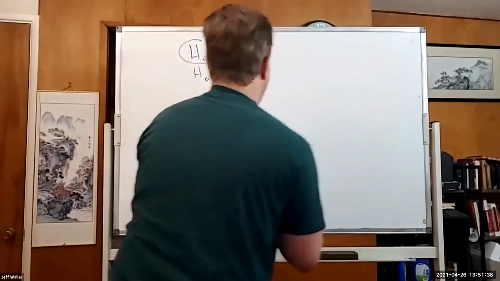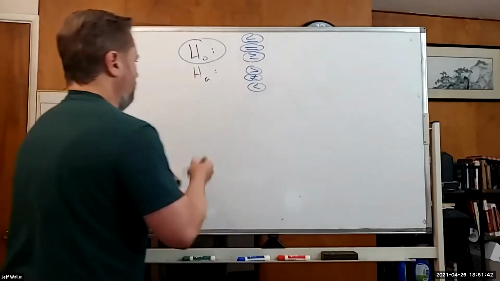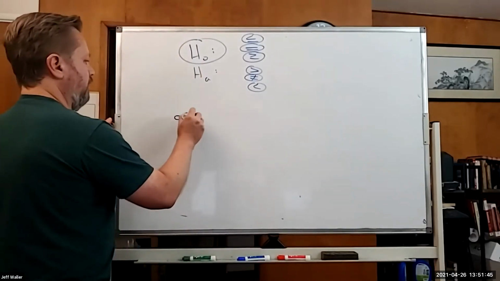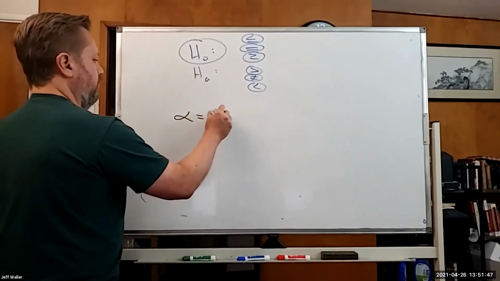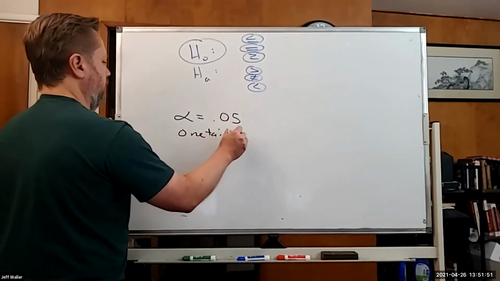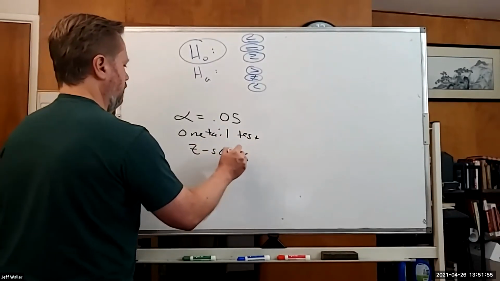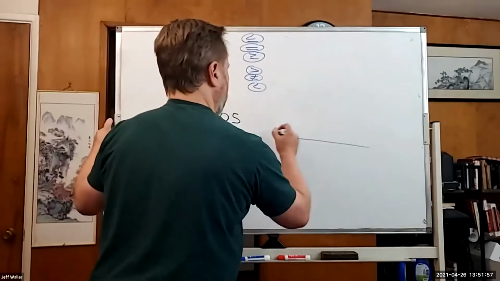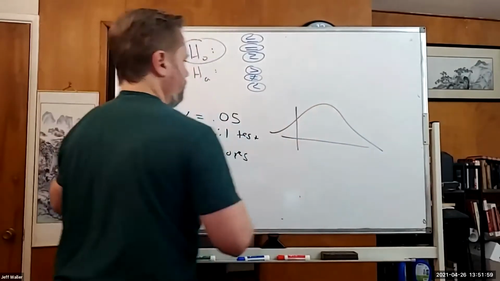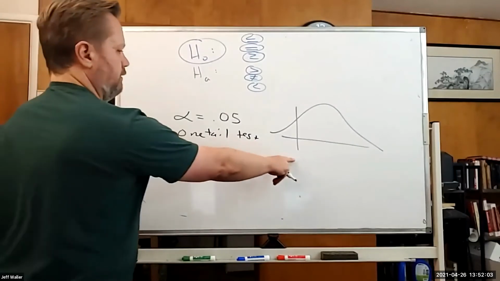All right, so somebody help me out. Let's just focus on one little piece of a hypothesis test. Let's say that my alpha is 0.05, it's a one-tailed test, and I'm using z-scores. I'll say the tail is here. Can somebody tell me what that z-score is?